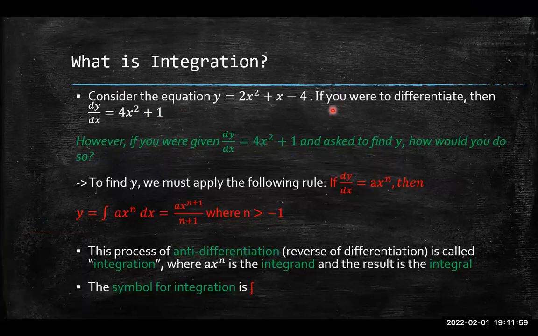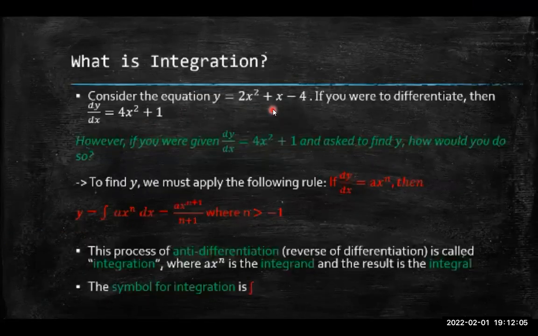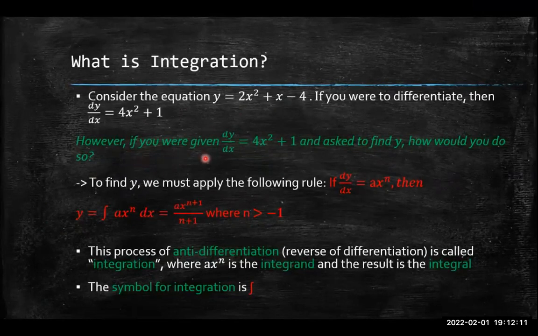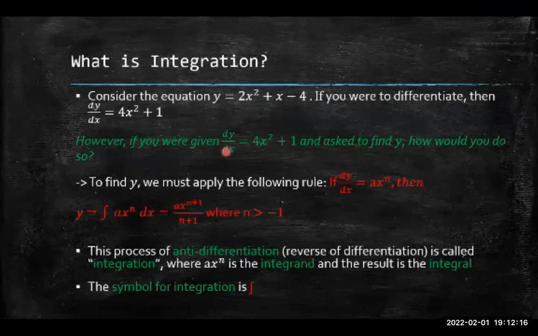So, like I said, if you were to differentiate this right here, it would become 4x squared plus 1. However, if you were given dy on dx, so instead of them giving you the equation, they gave you the gradient function, and then they asked you to find what. In this case, they gave you y and asked you to find dy on dx. But what happens if they give you dy on dx and ask you to find y? How would you do that? Well, to find y, you need to apply this rule. If dy on dx is equal to ax to the n, then y has to be the integral of that.